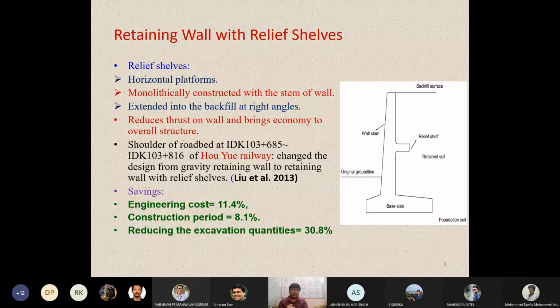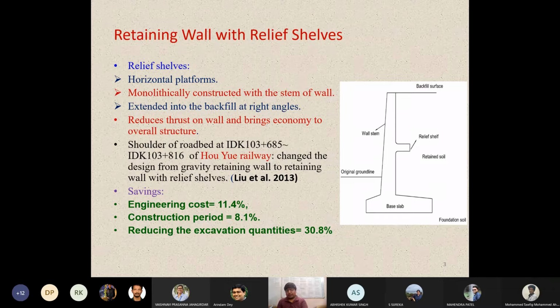We noted that in China, on the Haoye railway section, they changed their design from a conventional gravity wall to a retaining wall with relief shelf. They noted that they were able to save a good amount of engineering cost, construction period, as well as excavation quantities. That is an appreciable amount. However, the lacuna we are facing is that we don't have any design guidelines to construct such walls.